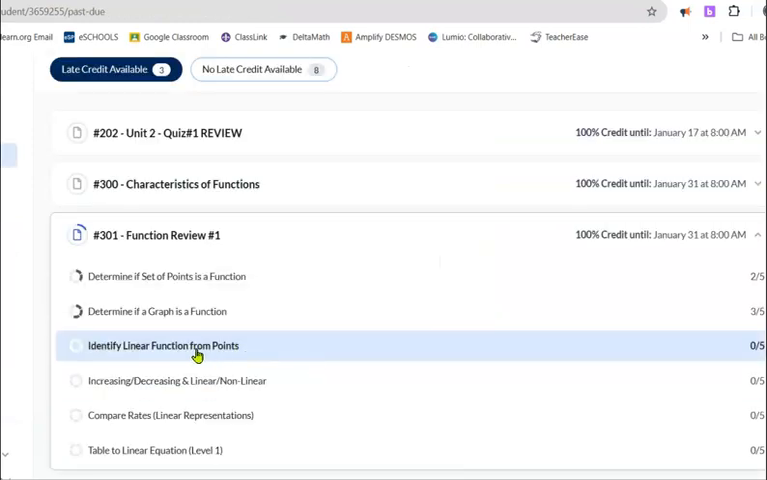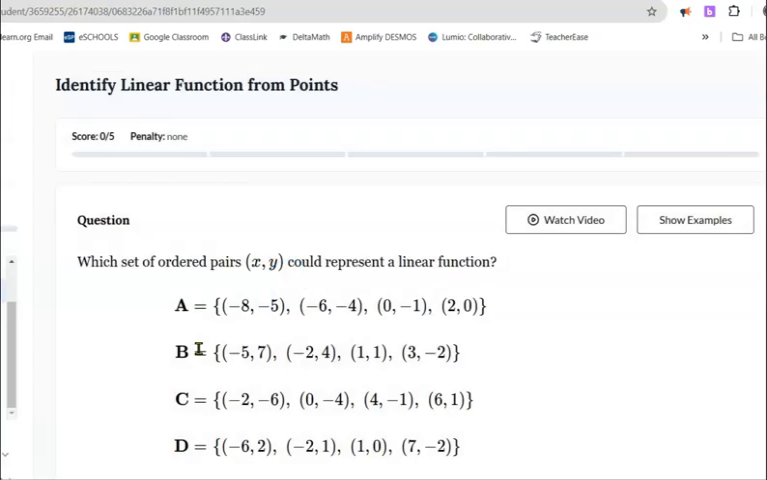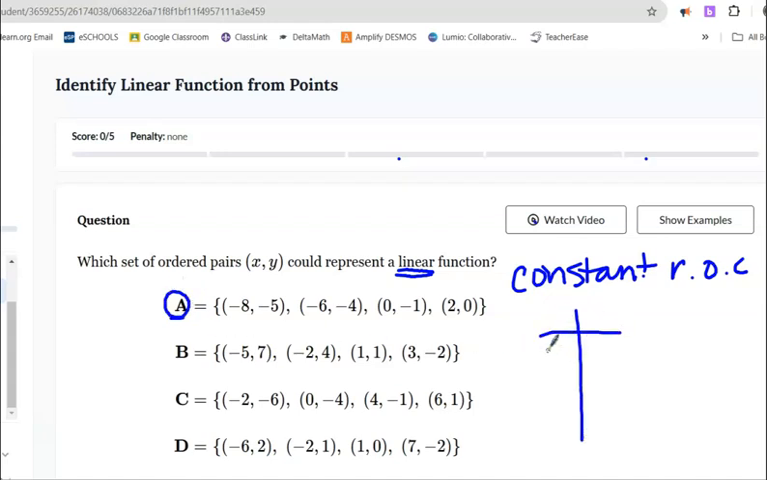The next topic is identifying linear functions from points. This question has 2 vocabulary words in it. These points need to be both linear and a function. Linear is very specific. It means you have a constant rate of change. So for this option A, my points are -8, -6, 0, and 2. My y values are -5, -4, -1, and 0.